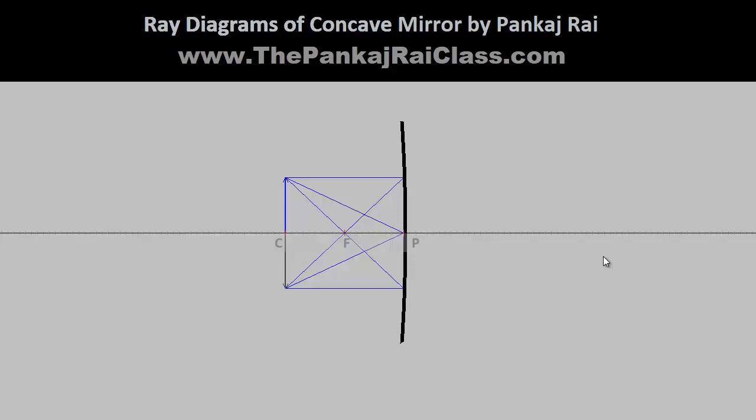Hello, you are listening to Pankaj Rai, and in this video we are going to see the images formed by a concave mirror. You can see a concave mirror is placed here. This is the focus of the concave mirror and this one is the center of curvature of the concave mirror. You can also see that the setup starts with an object placed here in blue color and the image is forming here in black color.